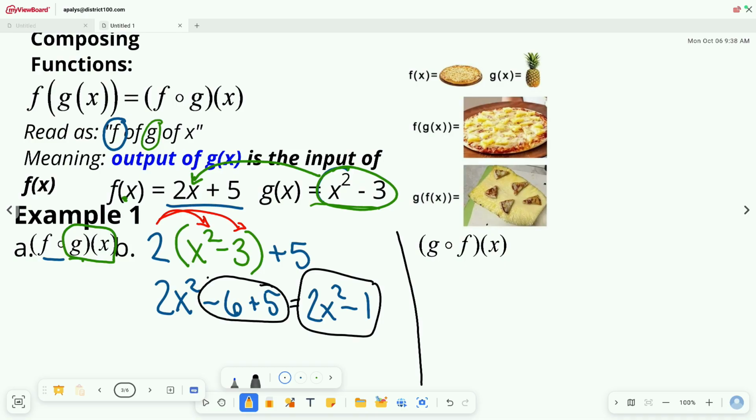So now on our second example, we are going to find the g of f of x. So that means that our f of x function is going to be put into wherever there's an x on our g of x. So we have 2x plus 5, that's our x, squared minus 3. So we took our f function and substituted that in for our x on our g function.